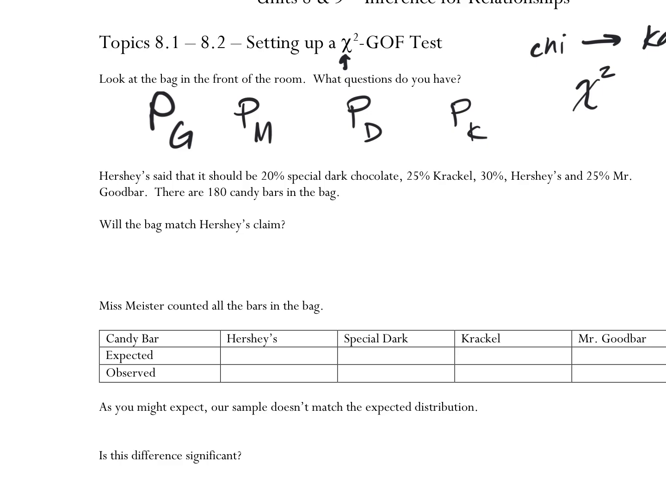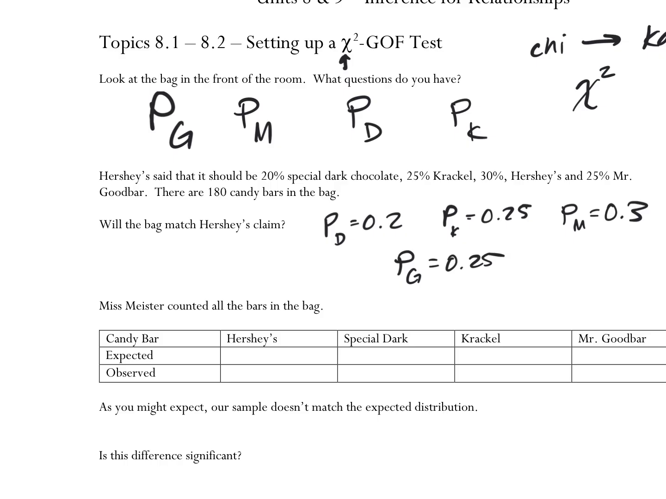Okay? And in the research that I did, I reached out to Hershey's and they said, hey, what they do is they make the proportion of dark chocolate 0.2, the proportion of crackle 0.25, the proportion of milk chocolate 0.3, and the proportion of Mr. Good bars to be 0.25.